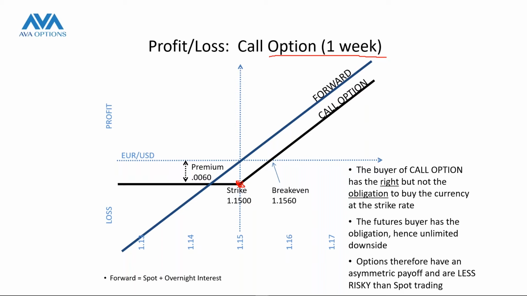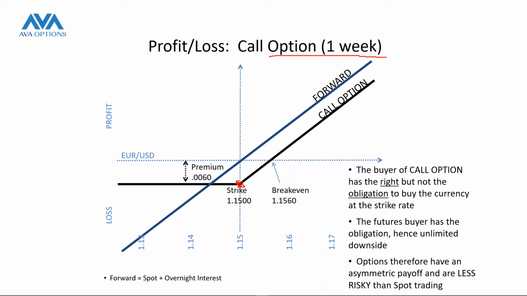You buy insurance on your car for a week, for a month, for a day, a year; same thing here. This is an option for 1 week. It's going to cost me 0.006, that's 60 pips, looking at pricing today. I pay 60 pips. I have the right to buy euro-dollar at 115.